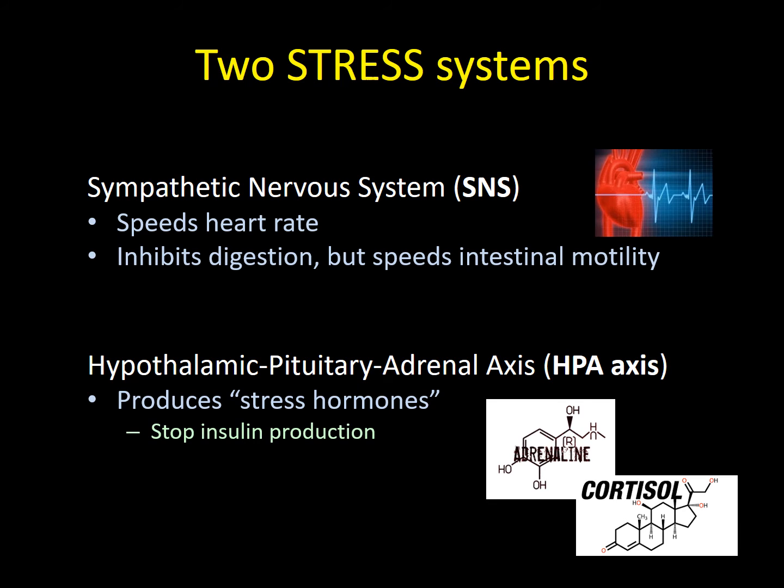The effects of these hormones stop insulin production. So stress makes you insulin resistant by reducing the insulin sensitivity in your muscles. It also inhibits growth of developing bodies, so like growth of children. Or wound repair, so growth of new tissues.